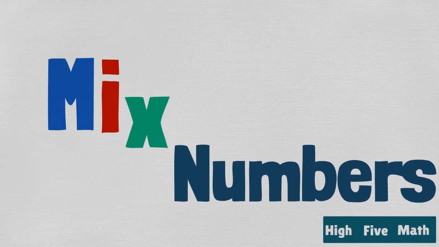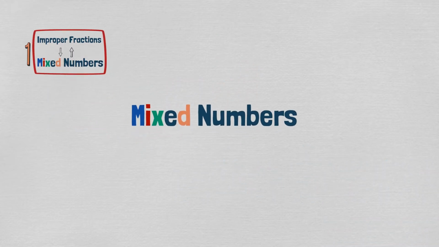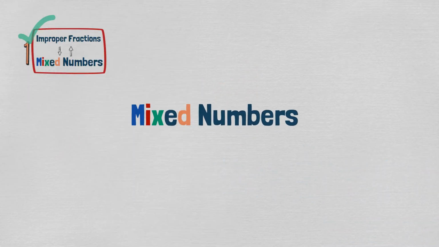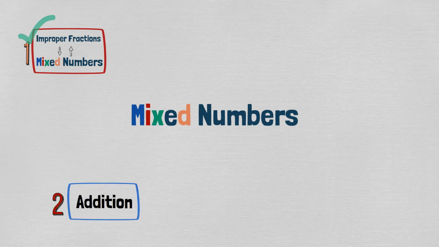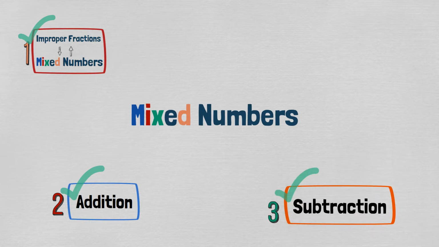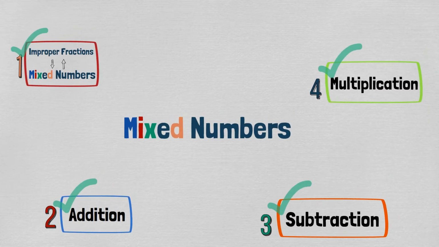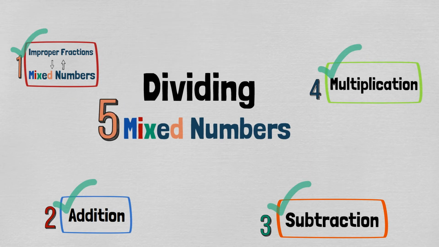Today's video is the last part of our mixed numbers video series. In part 1, we learned about improper fractions, mixed numbers, and how to convert one to the other. In part 2, we learned how to add mixed numbers. Part 3 was all about subtraction, and part 4 was dedicated to multiplying mixed numbers. In this last video of the series, we will cover the division of mixed numbers, so let's get started.